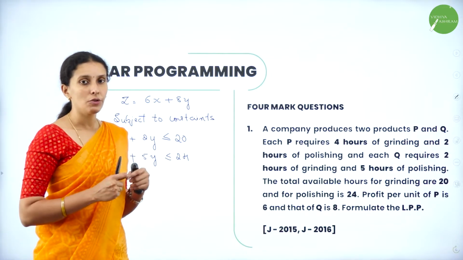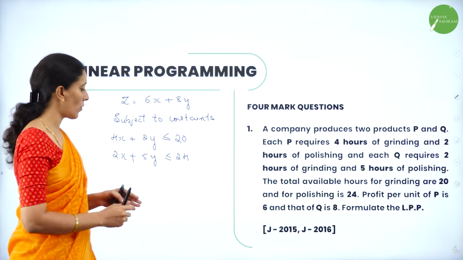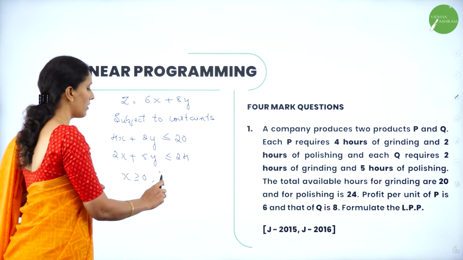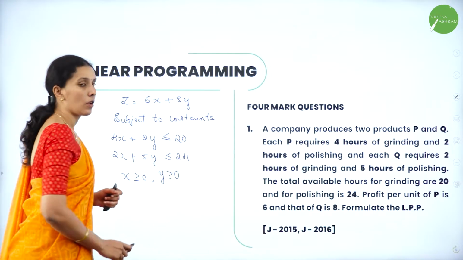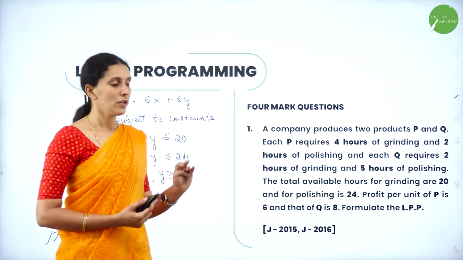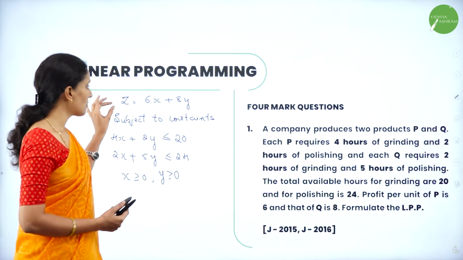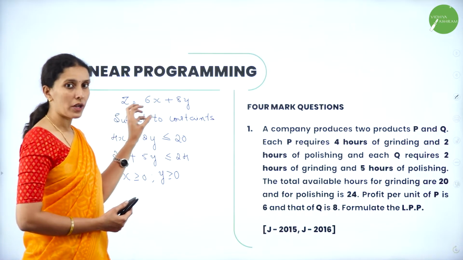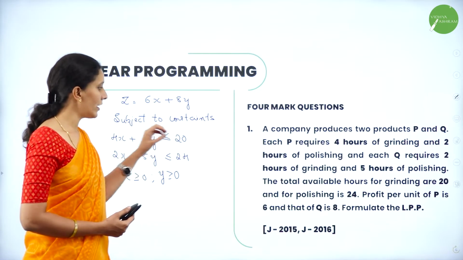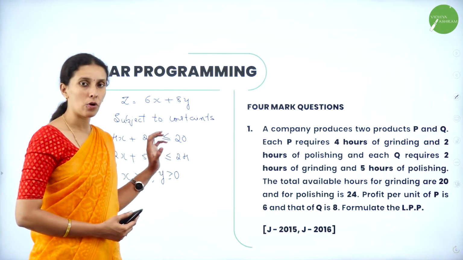Now the solution whatever we will get will be positive, that is in the first quadrant. Therefore both x and y are positive. To frame this you will get 4 marks. So write the conditions whatever they have given. This is my objective function subject to constraints. What are the constraints we have? Constraint for grinding, constraint for polishing, and write that since both x and y are positive, x greater than or equal to 0 and y greater than or equal to 0.